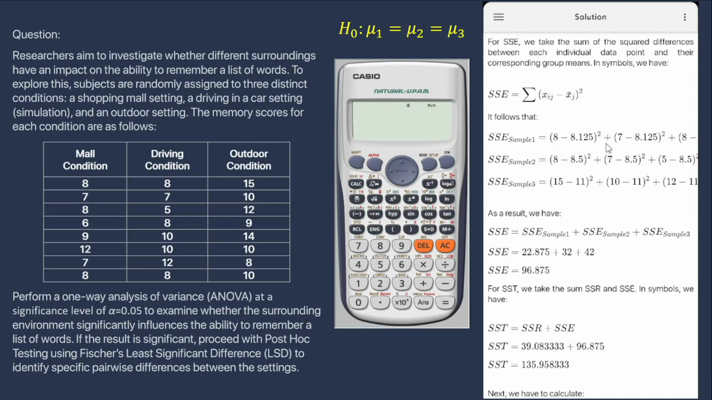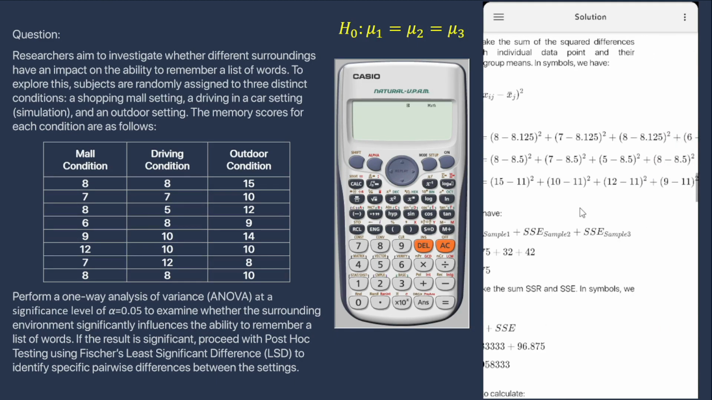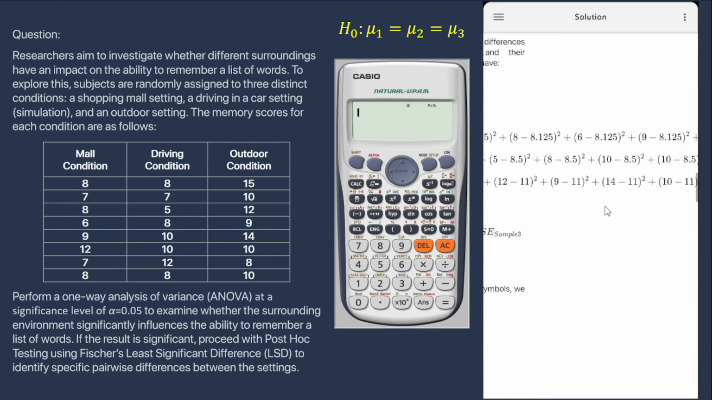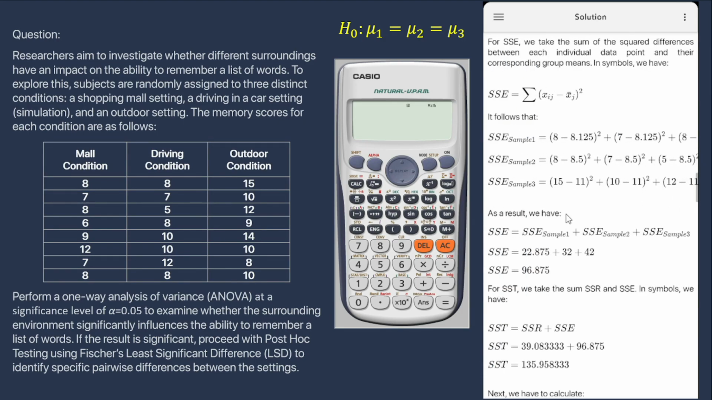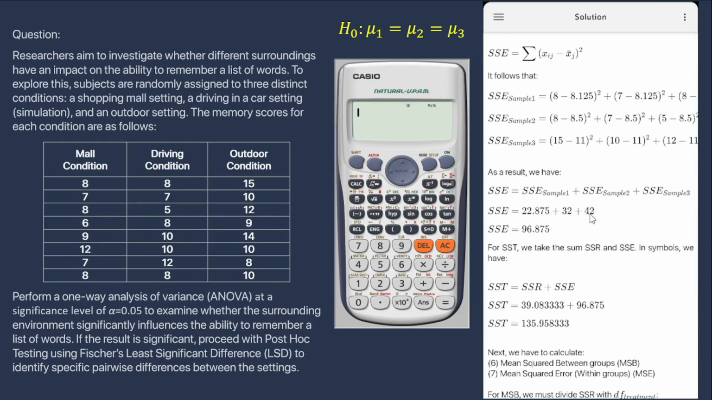For the sum of squares for error, we take the sum of the square differences between each individual data point and their corresponding group means. In other words, each of the corresponding sample mean will be subtracted from the individual data points within that sample, and the sum of the square differences will be that sample's contribution to the sum of squares for error. We then add the contributions of each sample to have the sum of squares for error, SSE. For SST, we take the sum of SSR and SSE that we have calculated earlier, and this is our SST.